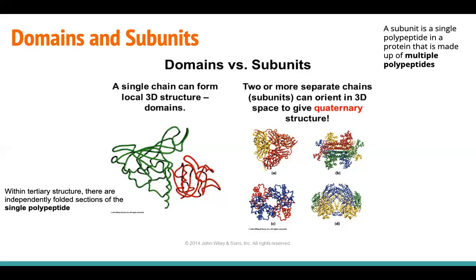Do you want to explain what a domain is again? So a domain is a single chain that can form a local 3D structure. It's an independently folded section in a single subunit. In that folded section, the R groups only interact with each other and not with the R groups in a separate domain, even on the same subunit. Does that answer your question? Okay. Thanks.